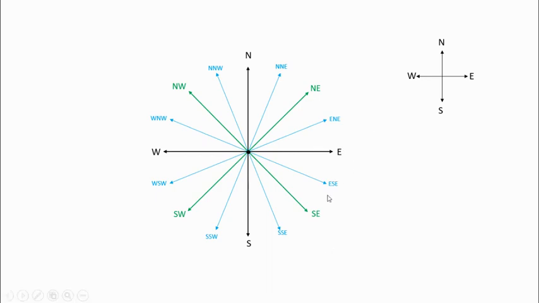We can only use these labels if the angles correspond. So east southeast must be 22.5 degrees on the south side of east. Or, if you're going from south, using south as your reference, 90 minus 22.5, 67.5 degrees on the east side of south.